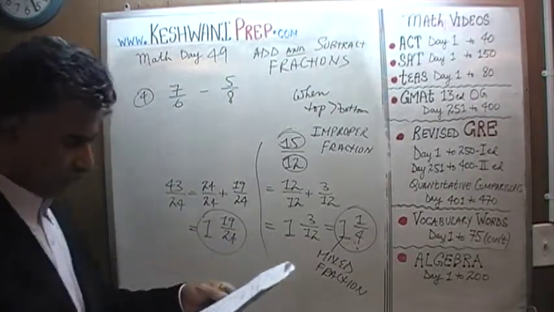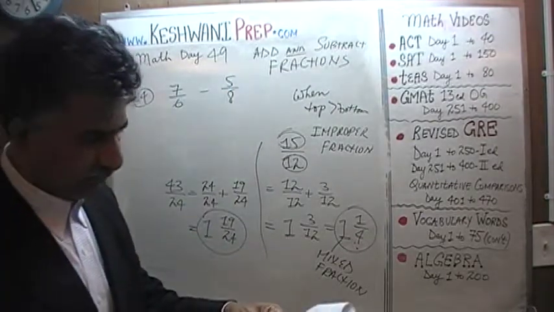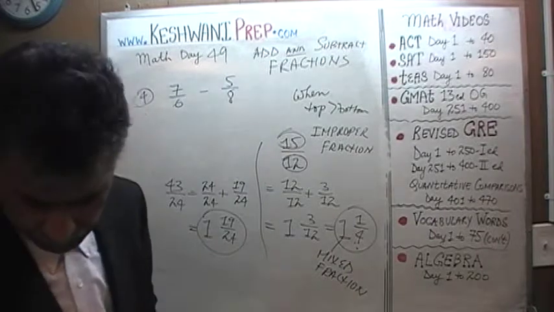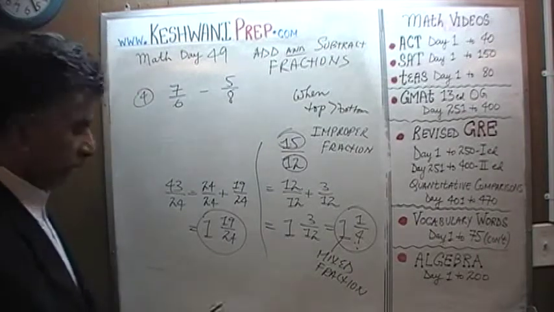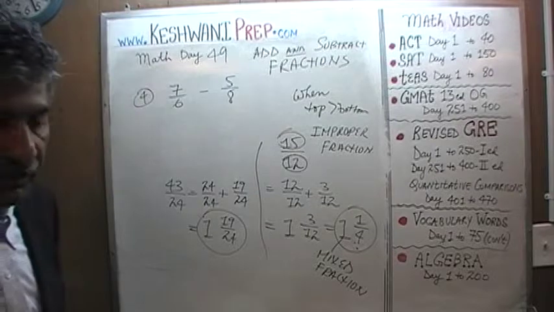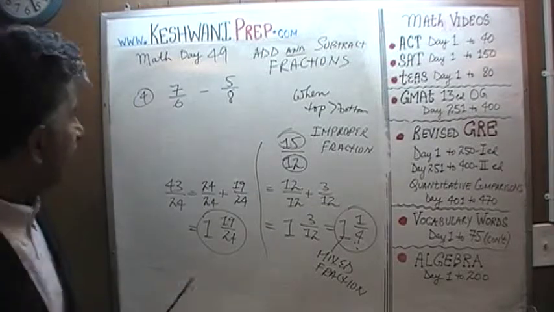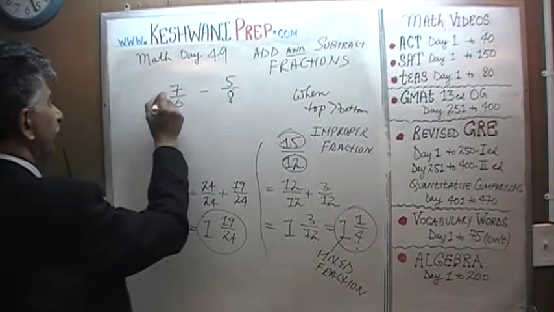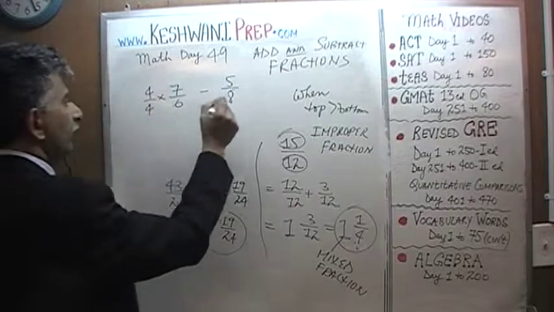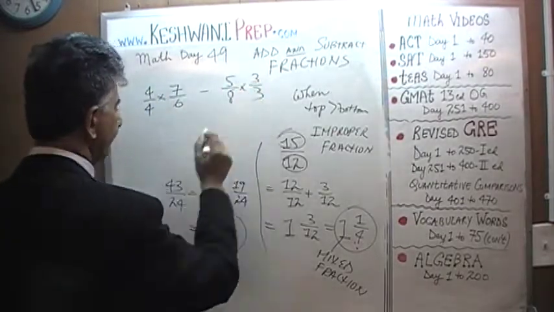7/6 minus 5/8. I do not know why I picked all the ones with 6 and 8. That was a bit silly of me, because now they all have the least common denominator of 24. So we need a 24 here. Let's multiply top and bottom by 4. Let's multiply top and bottom by 3.